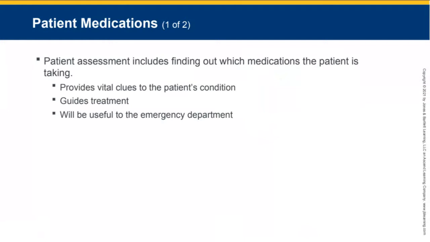Right? So, patient assessment, patient medications. Patient assessment includes finding out which medication the patient is currently taking. This information may provide vital clues as to the patient's condition. It may help to guide your treatment as well. It may be extremely useful too to your emergency department physicians. It can help you determine a chronic or underlying condition when a patient is unable to relate his or her medical history.